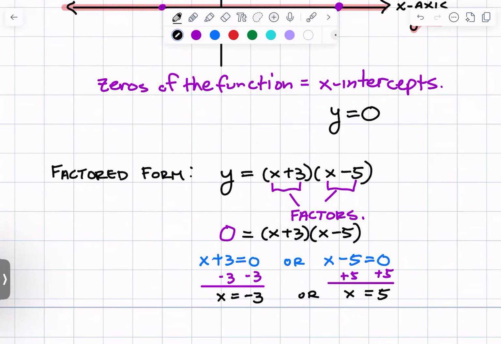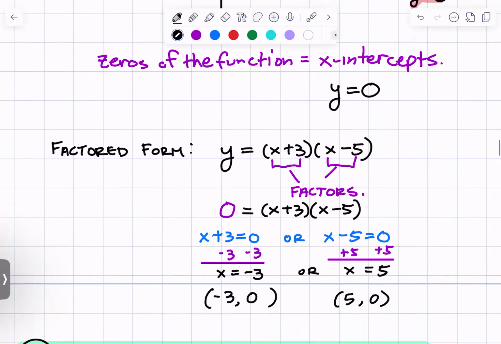Yeah. And I also found, class, my x-intercepts. When x is negative 3, y is 0. When x is 5, y is 0. Yeah. So I found my zeros like that. That's how you find your zeros. That makes sense? Yeah. And then we're going to use those 2 points now to graph.